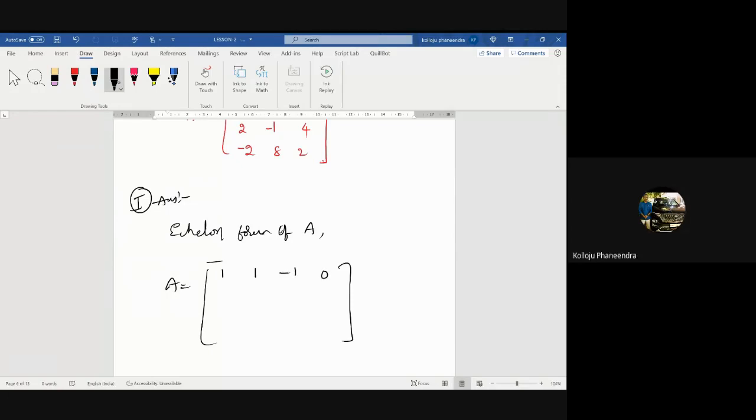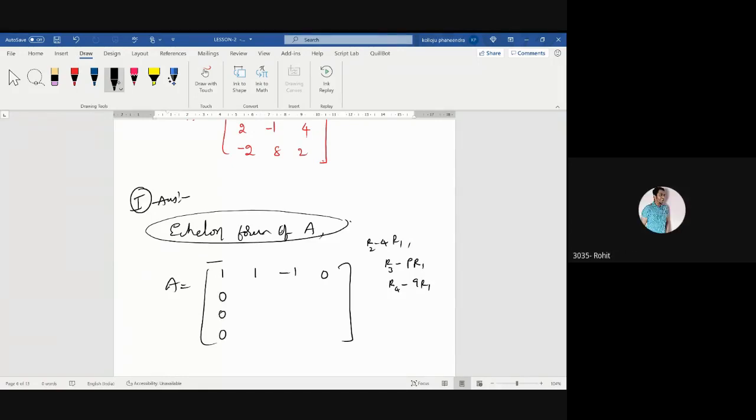And what are the operations? Echelon form of A, step 1. What are the R2 operations? R2 minus 4R1. Done. What is the next one? R3 minus PR1. Next, R4 minus 9R1. So these values become 0, correct? This is 0, and this is also 0.